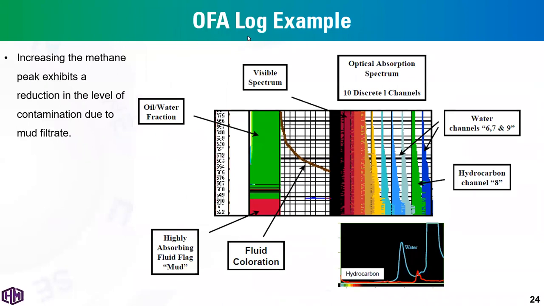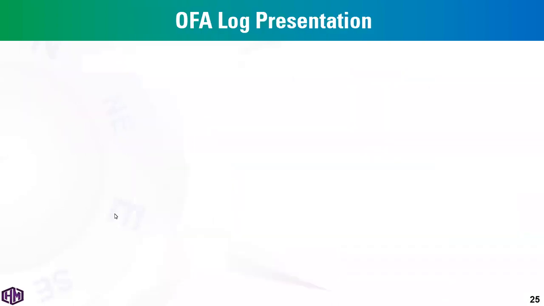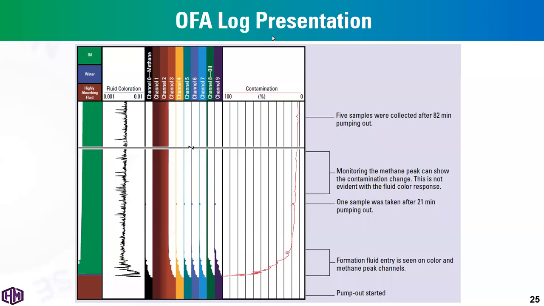So for the optical fluid analyzer, as an example, we have an optical absorption spectrum with 10 discrete channels. Every channel is related to a specific fluid. Channels 6, 7 and 9 are related to water, and this is the indication of the high absorbing fluid flag. So at the start of pump out, we have the mud, typically mud filtrate, and with continuous pumping, we have a reduction in sample contamination, and we have the oil spectrum. It's also reflected in this visible spike on the hydrocarbon identification. So this is an OFA log presentation.